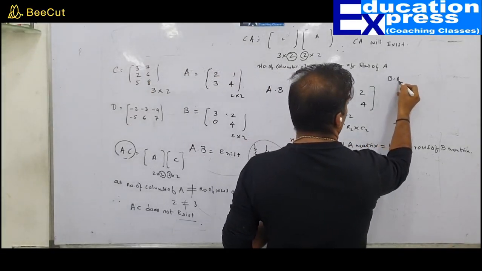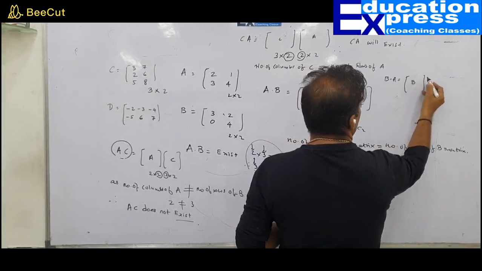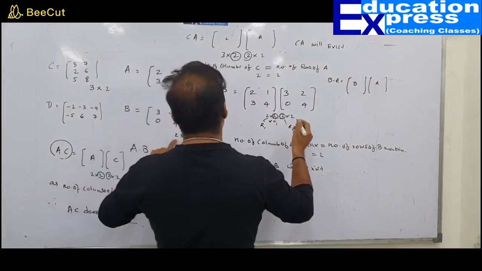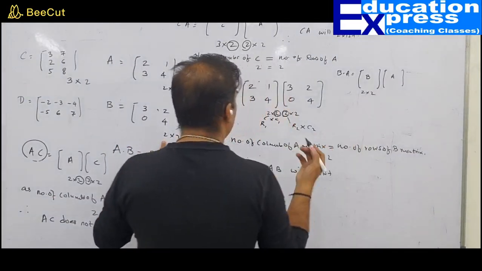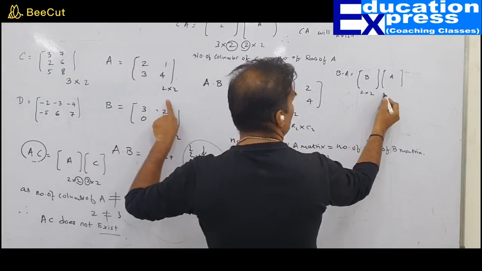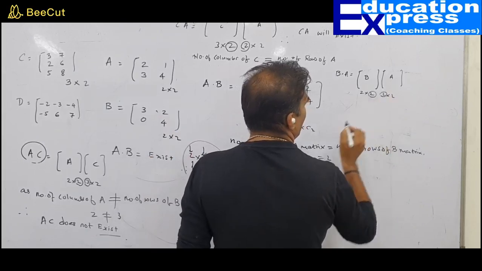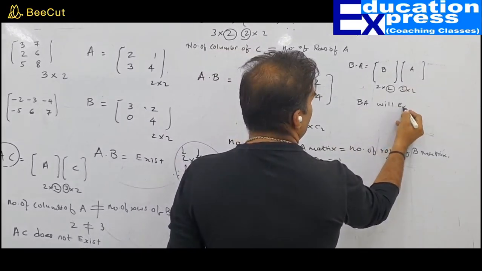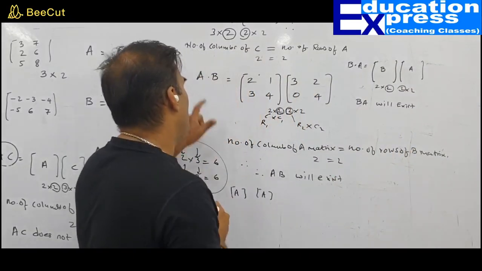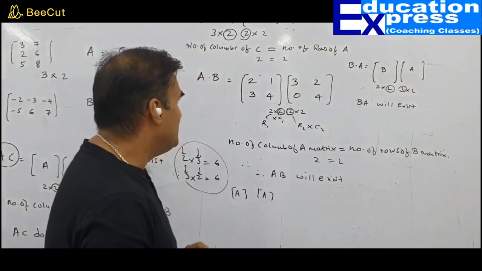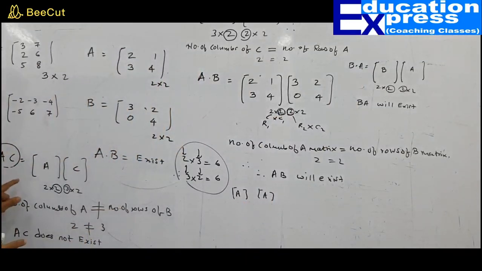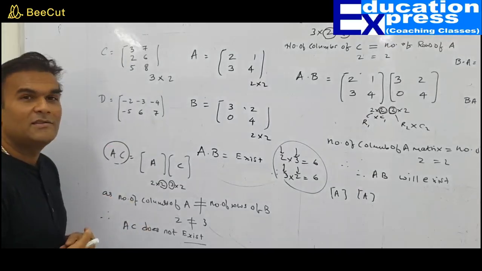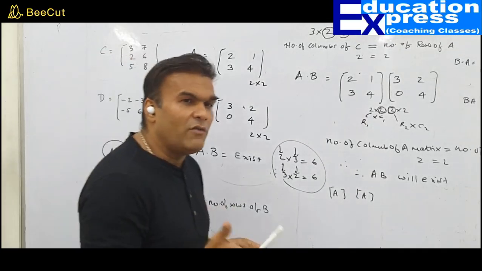For the purpose of BA, I will write matrix B and then matrix A. What is the order of B? The order of B is 2 into 2. What is the order of A? The order of A is 2 into 2. So both are the same, and BA will exist. Sir, how come? AB exists, BA also exists. But AC does not exist, while CA exists. Yes, that all depends upon the arrangement of the order.